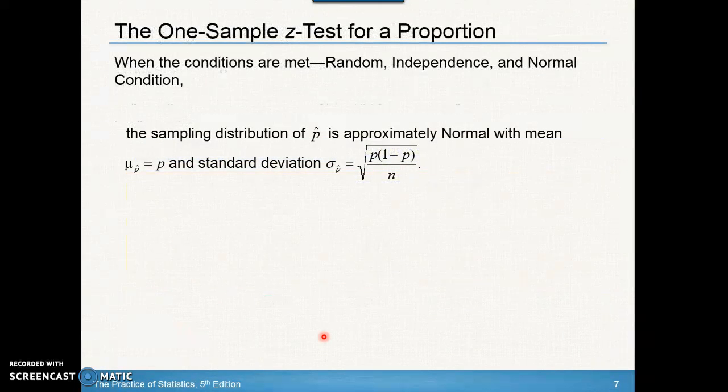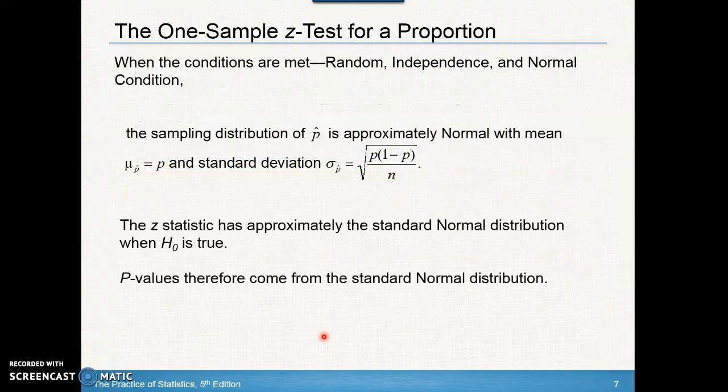We didn't have anything that we were testing against, so we used the sample in order to check the large counts condition. All right, so when the conditions are met, we have a simple random sample, independence, and the normal condition. Remember that the sampling distribution of p hat is approximately normal. The mean of our sampling distribution is the same as the population proportion, and the standard deviation of the sampling distribution of p hat, notice how you have those p hats there, is the square root of p, your population proportion or your null, times 1 minus p, divided by n. So the z statistic, in this case, is going to have a normal distribution with this mean and this standard deviation.